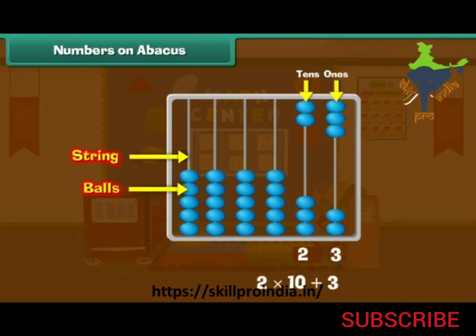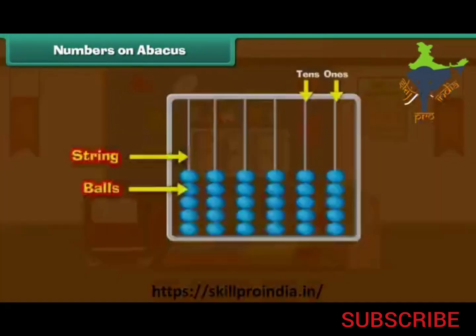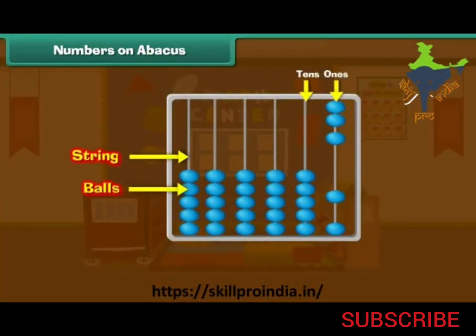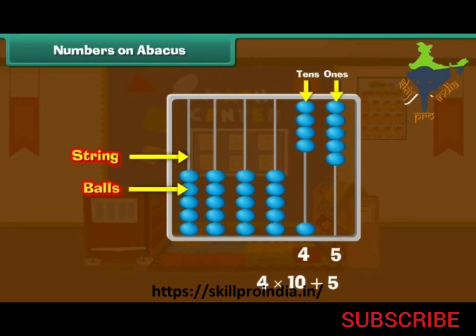So, the number is 23. Look at this abacus. It has 5 balls in 1's place and 4 balls in 10's place. Therefore, the number is 45.